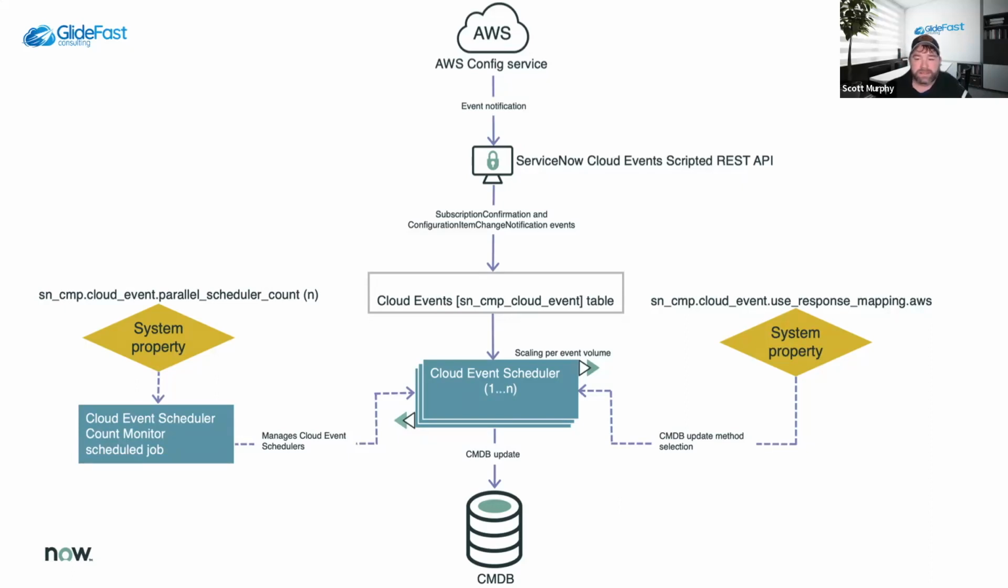So those two extra things that I was talking about, the system properties that I didn't know about until just the other day, they're mentioned on this Visio as well. So there's a cloud event scheduler that you can set up to do parallel processing, so that if you're getting a lot of configuration item changes in your environment, you would want to set this up to do parallel. I didn't have the need for that in my environment. It's just a simple PDI, and I'll just be doing one change at a time, so it's not going to slow down the system. The other property is the use response mapping. I don't know what that is. We'll have to look at the documentation on that one.